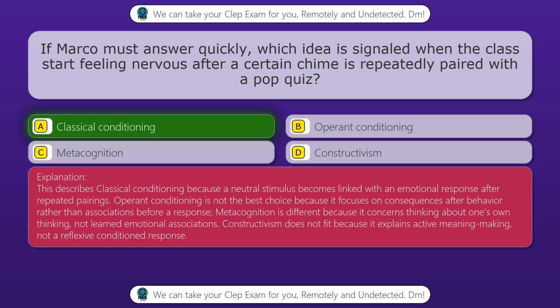This describes classical conditioning because a neutral stimulus becomes linked with an emotional response after repeated pairings. Operant conditioning is not the best choice because it focuses on consequences after behavior rather than associations before a response. Metacognition is different because it concerns thinking about one's own thinking, not learned emotional associations. Constructivism does not fit because it explains active meaning making, not a reflexive conditioned response.